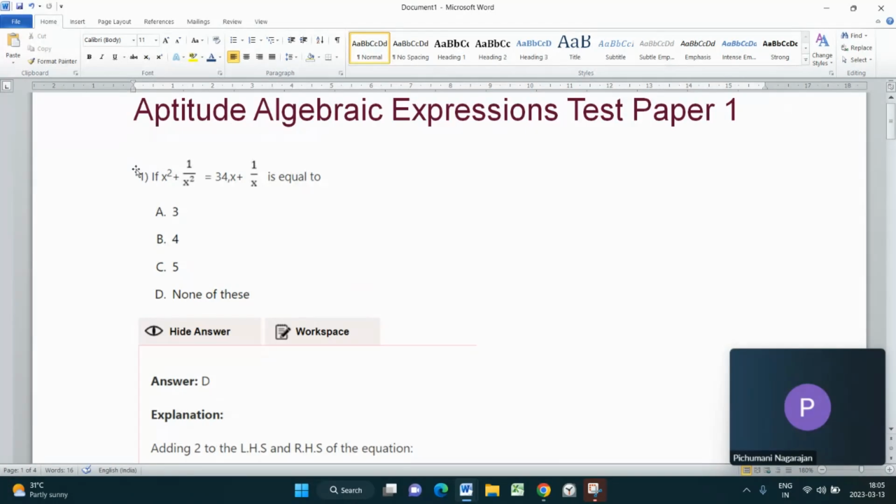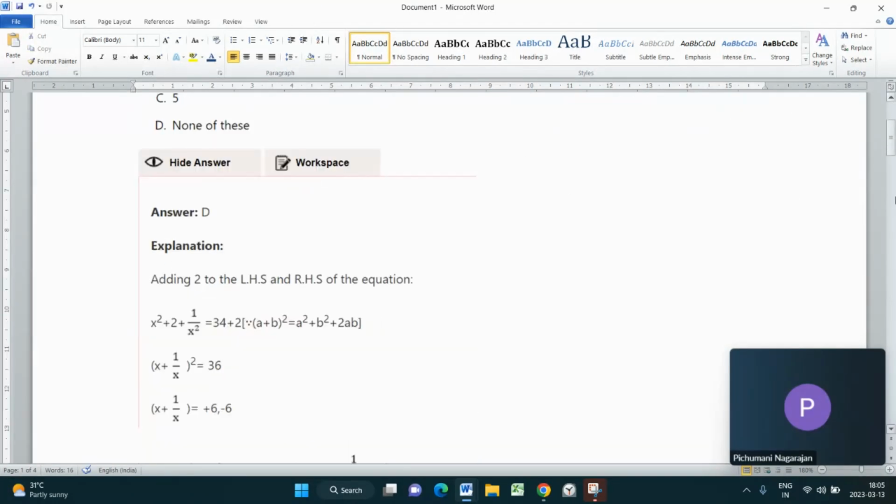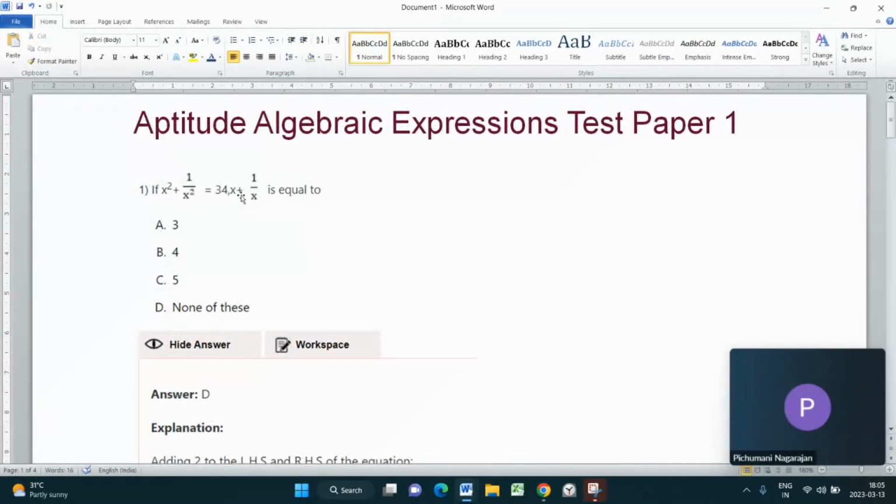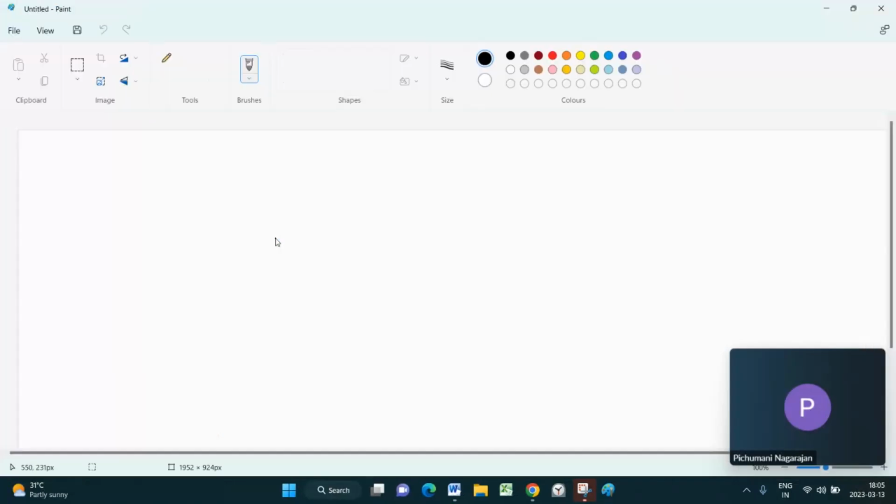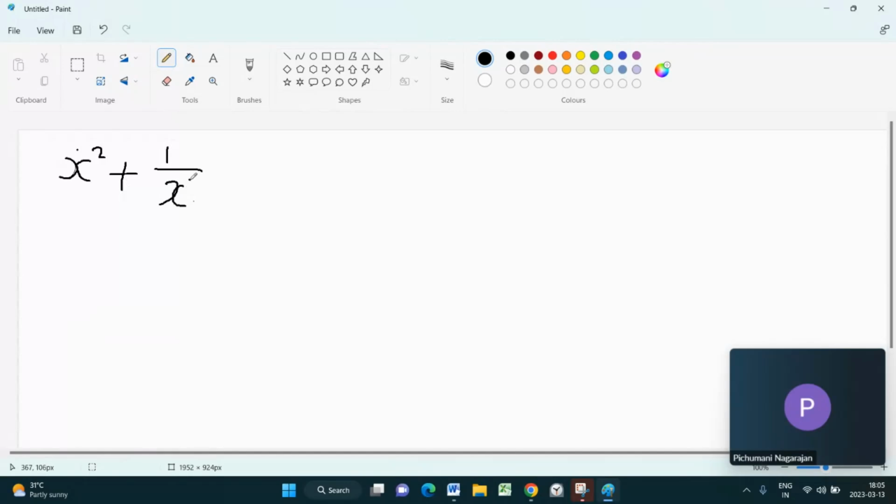See, we have something like this. If x square plus 1 by x square is equal to some value, then what is the value of x plus 1 by x? How do we generally do it? Say x square plus 1 by x square is equal to 34. From the first equation, we have to find the value of x plus 1 by x.